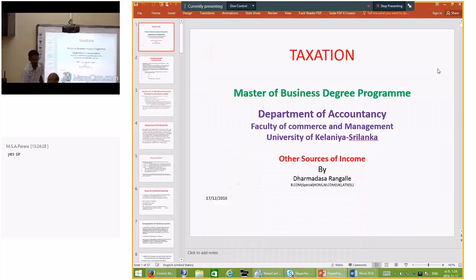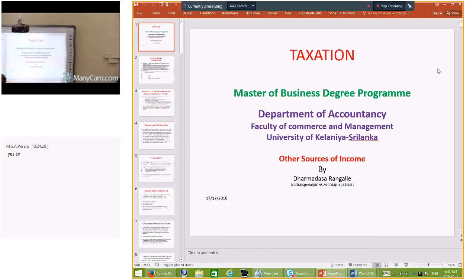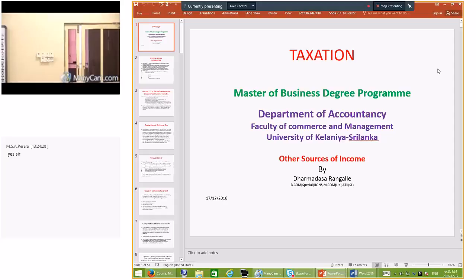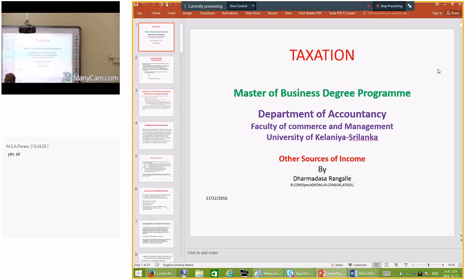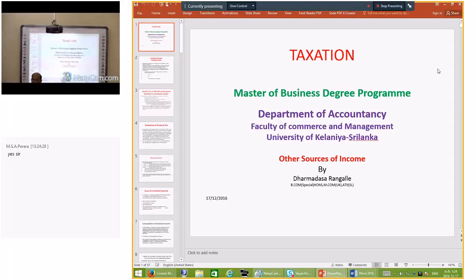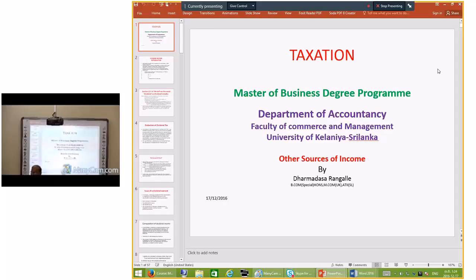Right, okay, thanks. Last Saturday we discussed how to compute the profit from trade. The main thing in taxation is to identify the source of income in terms of Sri Lankan tax laws, and also the Inland Revenue Act. Section 3 describes the varieties of sources. Section 3A describes the profit from trade. 3B discusses the profit from employment.